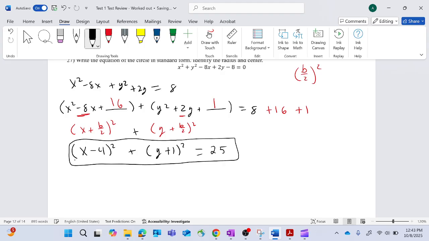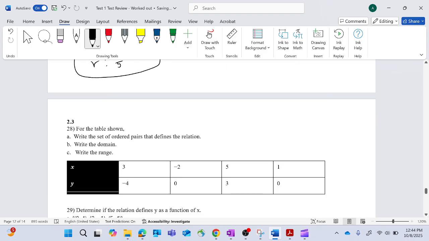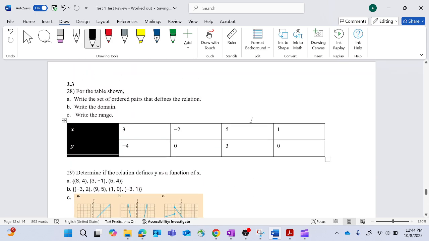And then from here, the center is 4, negative 1. The radius is 5. Right, this is r squared, so r is 5. That's what you get. All right, so let's do 2.3. So for the table below, write the set of ordered pairs that defines the relation.